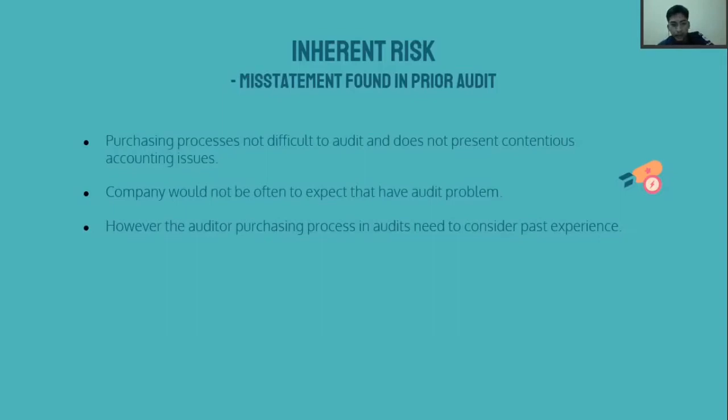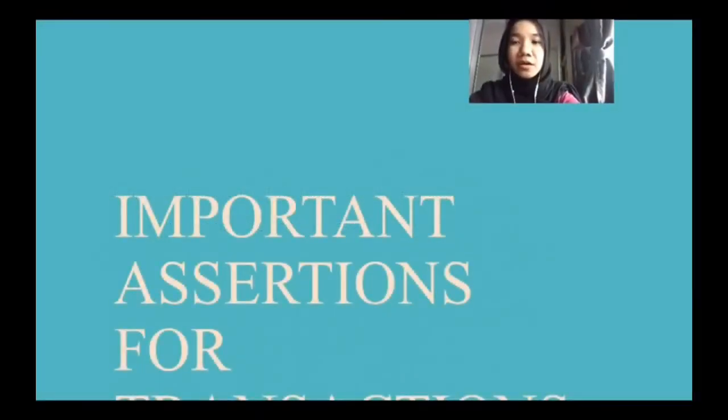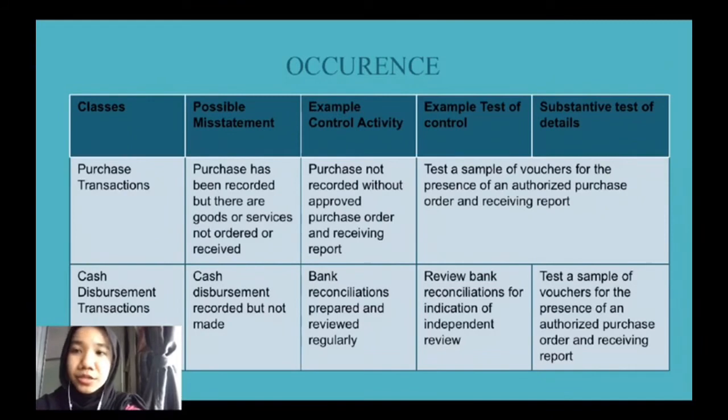Thank you very much. I'll be explaining the important assertions for audit procedures in the purchase cycle. The first assertion is occurrence, and the possible misstatement is that a purchase has been recorded, but the goods and services were not ordered or received. An example test of control is testing a sample of vouchers for the presence of an authorized purchase. Purchases are not recorded without an approved purchase order and receiving report. Cash disbursement recorded but not made: bank authorization is prepared and reviewed regularly.